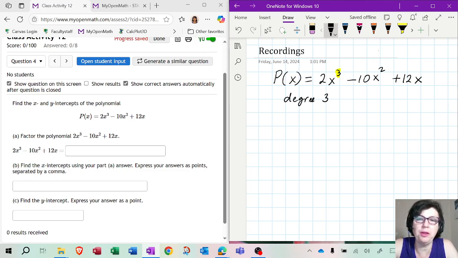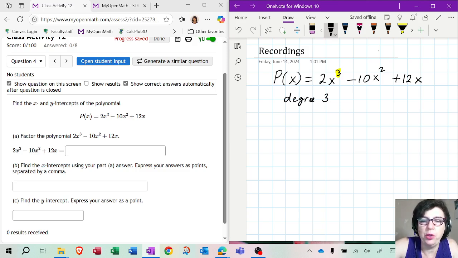And because it's degree 3, that actually tells you that you're not going to have more than 3 x-intercepts. So that's like the largest possible number of x-intercepts you can have. Okay, now to factor it, we need to factor out the GCF. So what is GCF? Greatest common factor.